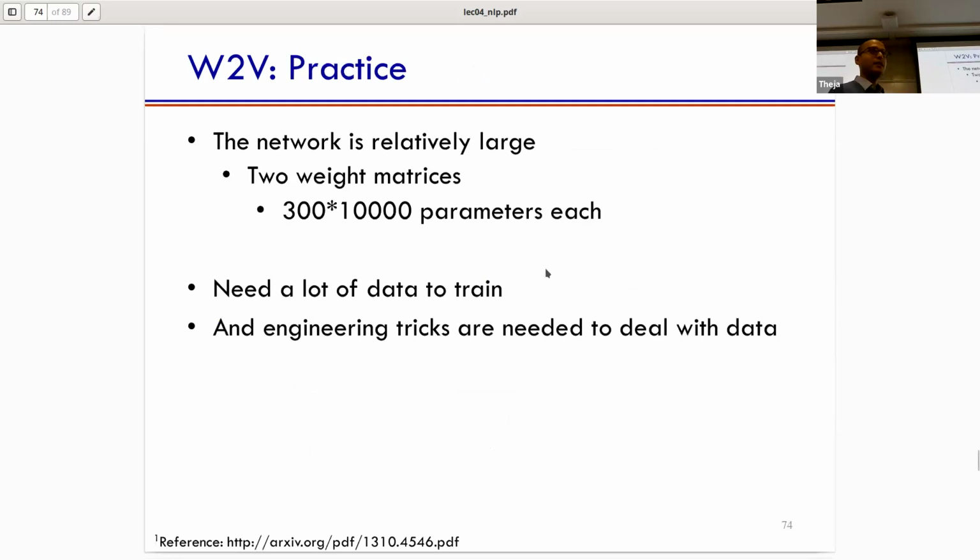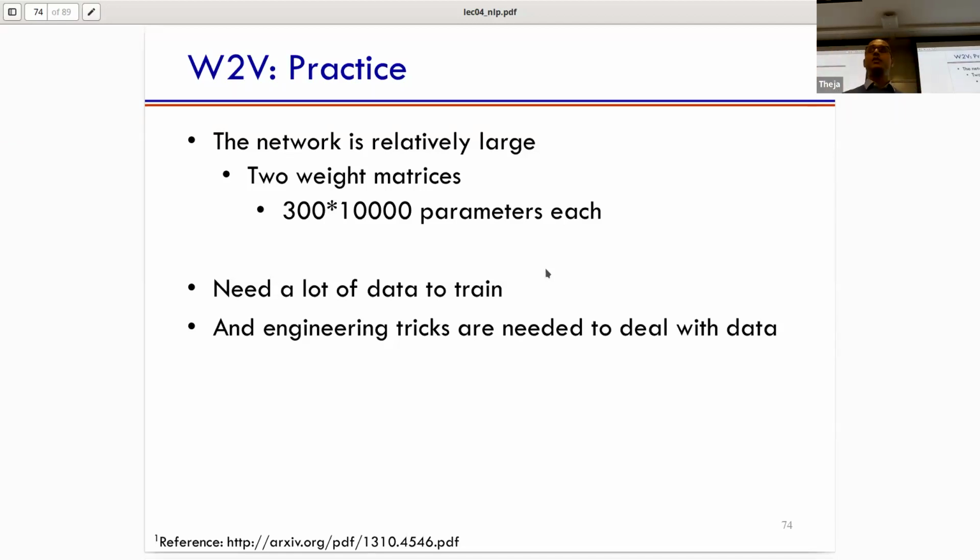So the network is relatively large. Even for the simple illustrative case, 10,000 times 300 is 3 million numbers, which seems small, but 10,000 is not realistic. The number of words in the English language is much higher.